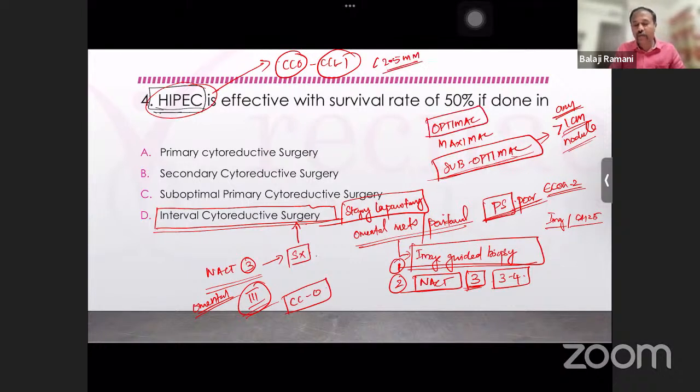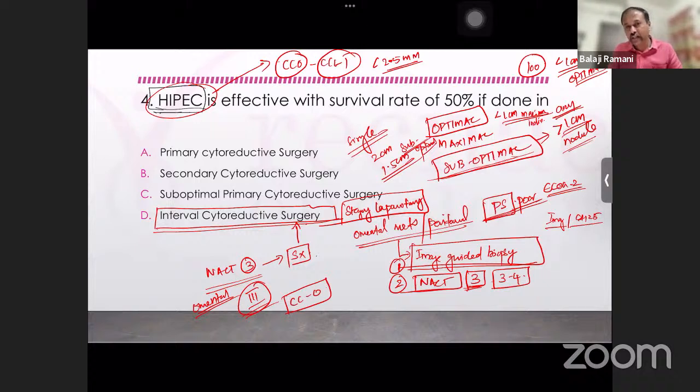Now, optimal cytoreduction is when you have less than 1 centimeter as the size of the maximum individual tumor deposit. So what do you mean by this? Let's say there are 100 nodules scattered throughout the peritoneum, but all of them are less than 1 centimeter in size. Then it is still an optimal cytoreduction. On the other hand, if you have a single nodule which is 2 centimeters or 1.5 centimeters in size, then you call it a suboptimal cytoreduction. It may seem paradoxical, but that is the way it works.